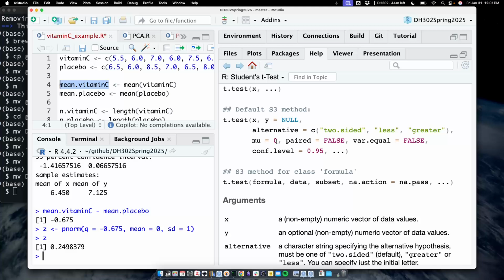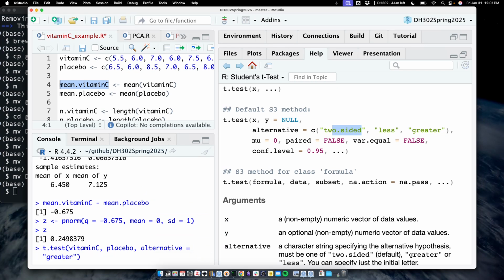Let's do it actually, right? So the alternative here is two-sided, less or greater. You can actually specify what the alternative is. By default, it's two-sided. Okay. So let's do the same test where I can now specify my alternative. Vitamin C is population 1, placebo is your population 2. I can just say that my alternate hypothesis is that it is greater.